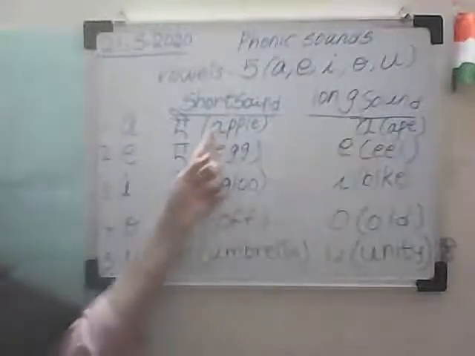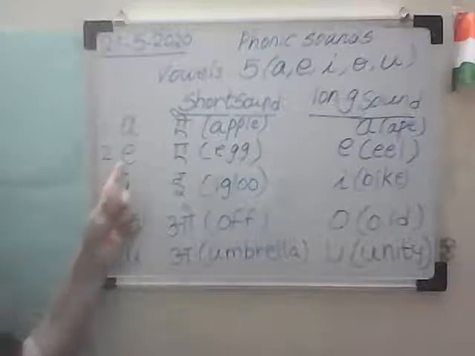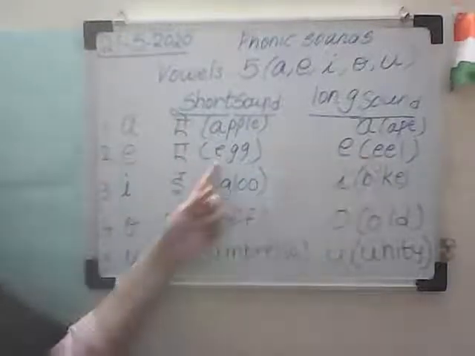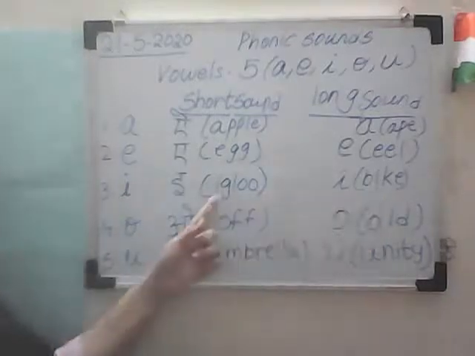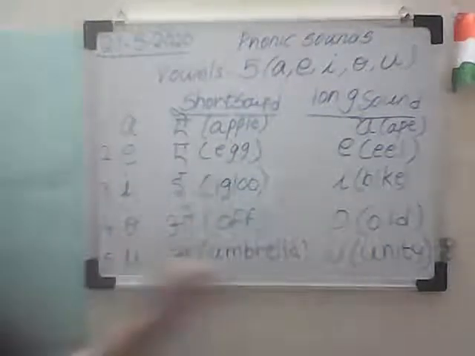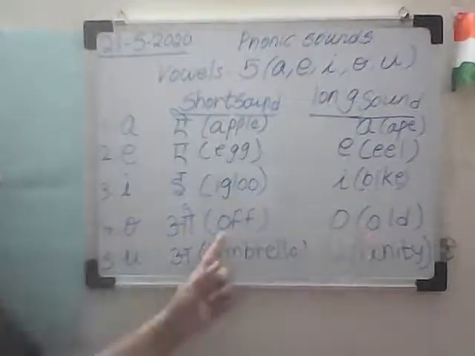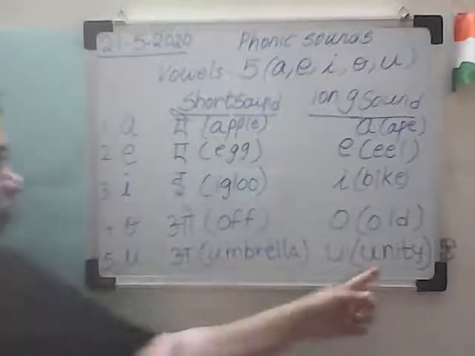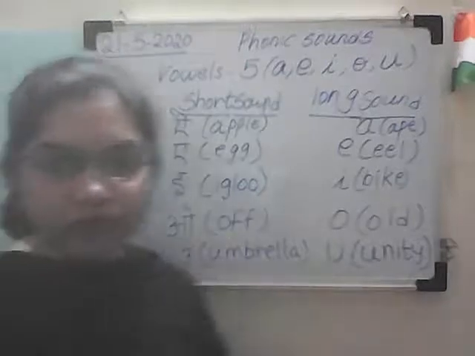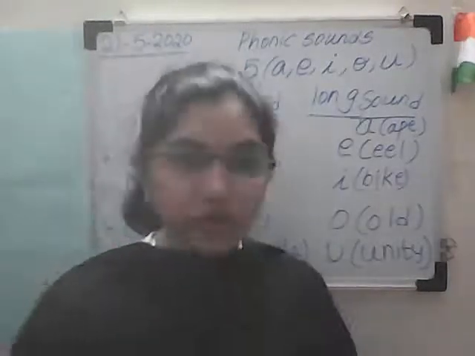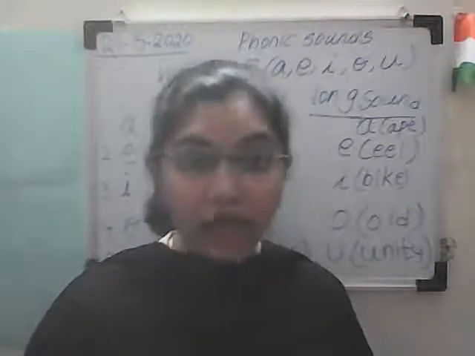A can be A and apple. E can be eel and egg. I can be bike and igloo. O can be old and off. U can be unity and umbrella also. So these are the sounds of A, E, I, O, U.